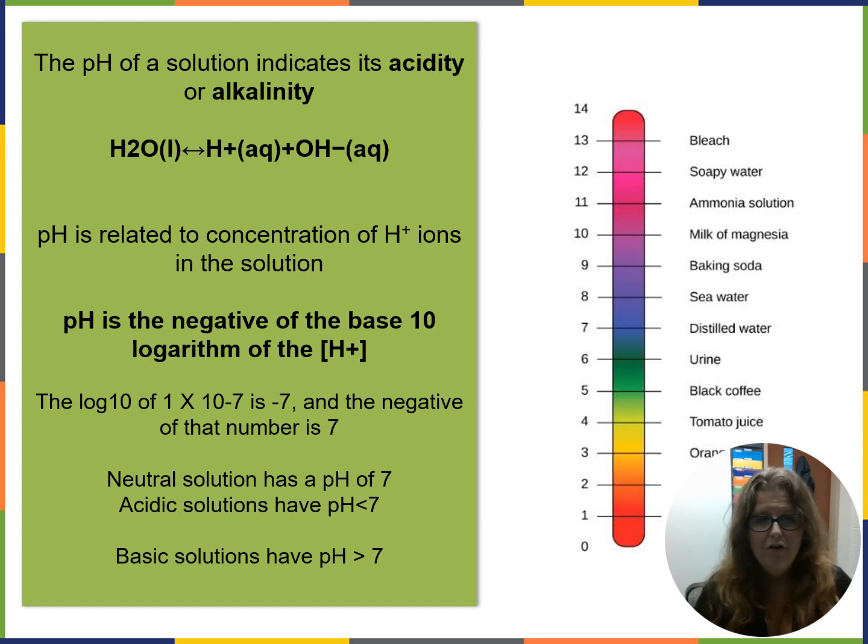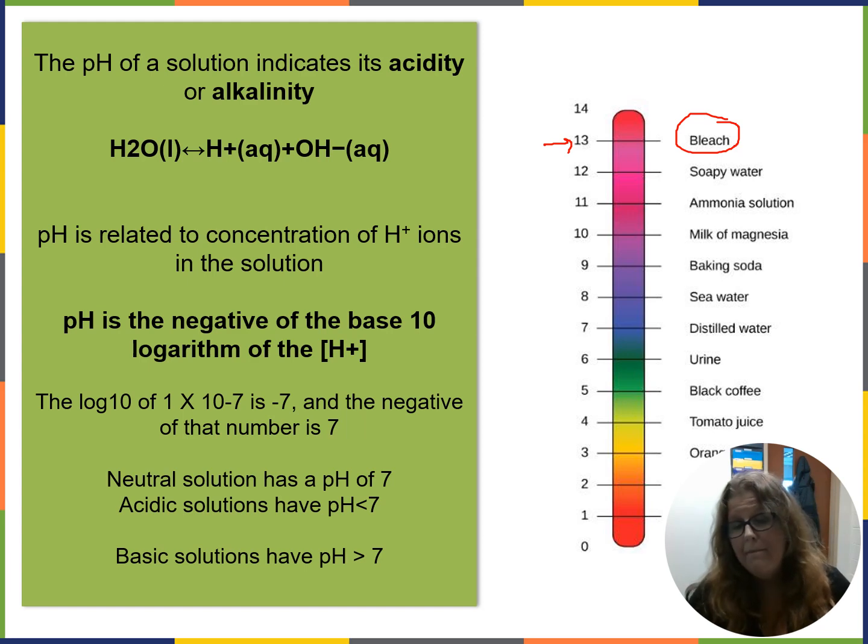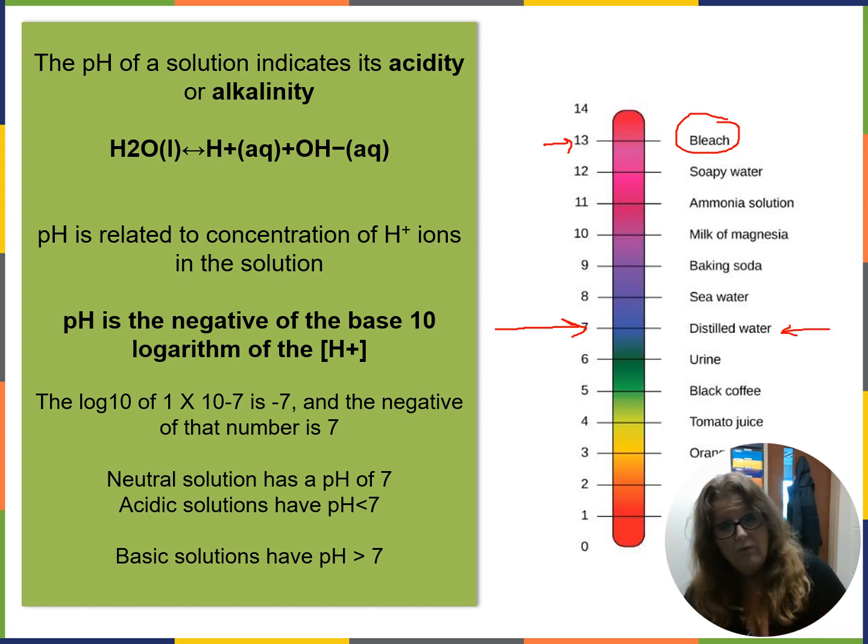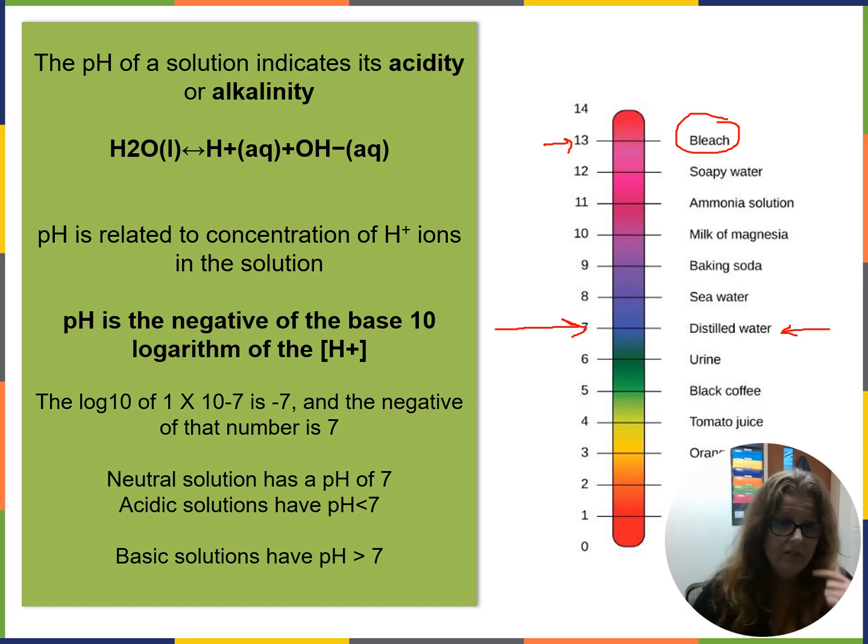So let's say bleach. Bleach is on this scale at 13. It is a base because it releases hydroxide ions. And it's a stronger base because it's further away from neutral. So our neutral is here. Distilled water is our neutral, equal OH negative and H positive.